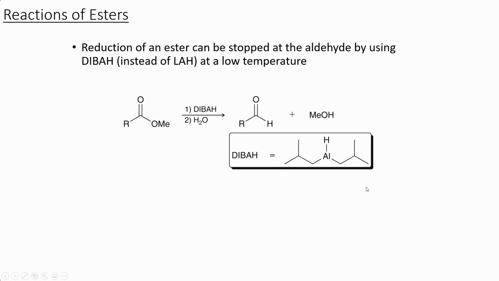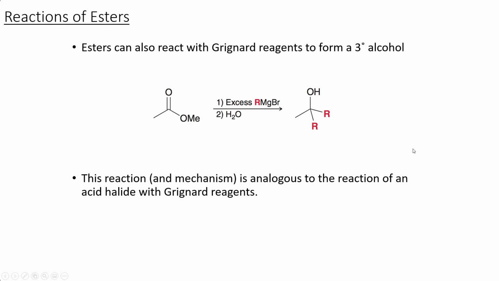We can reduce an ester down to an aldehyde by using a specialized aluminum reagent called DIBAL. This will reduce at low temperature only to the aldehyde, and we can selectively obtain the aldehyde from the ester.